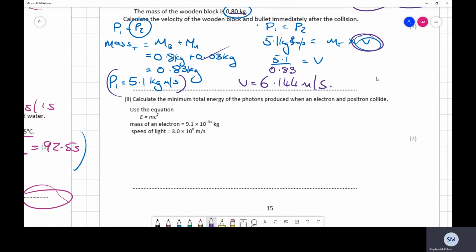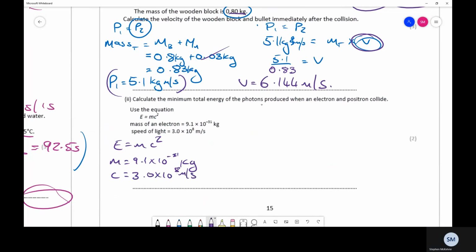Calculate the minimum total energy of the photons produced when an electron and positron collide. Use the equation E is equal to mc squared. Cool. Mass of an electron, m, is equal to 9.1 times 10 to the minus 31 kilograms, and the speed of light, c, is equal to 3.0 times 10 to the 8 meters per second.